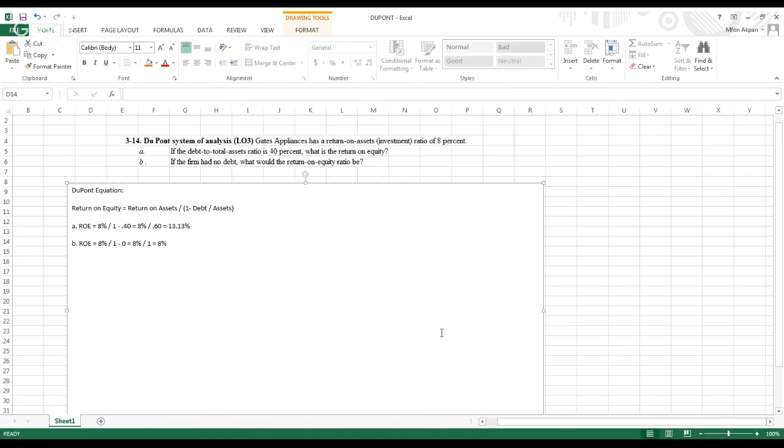So this gives you a little look at how we would work the DuPont analysis.